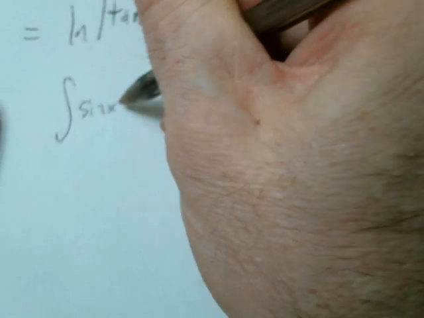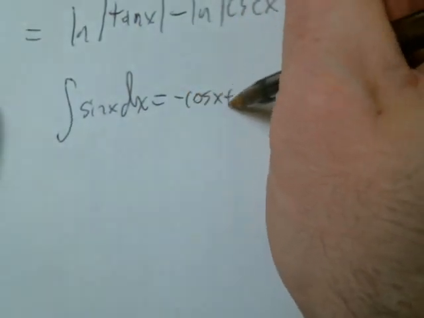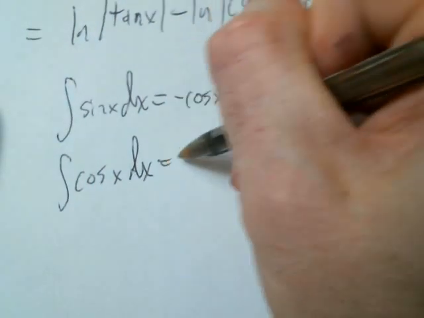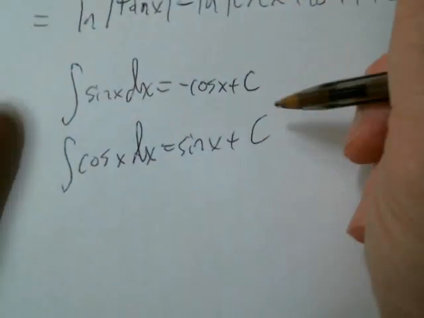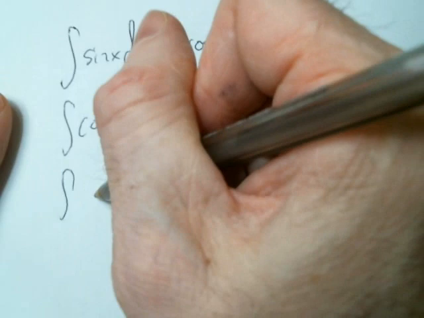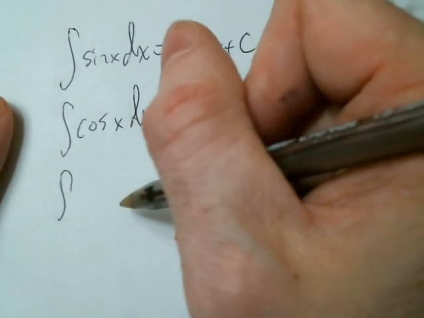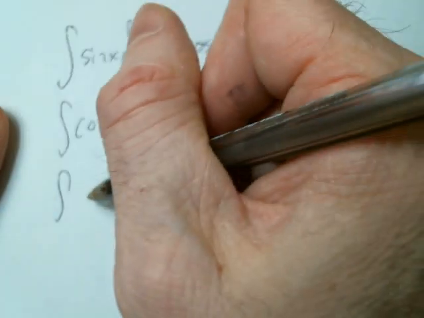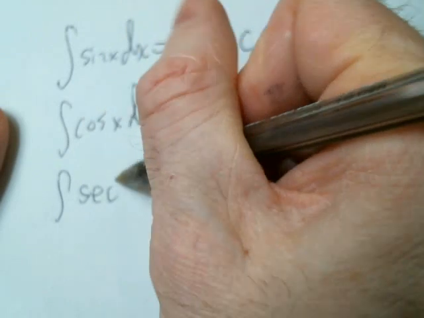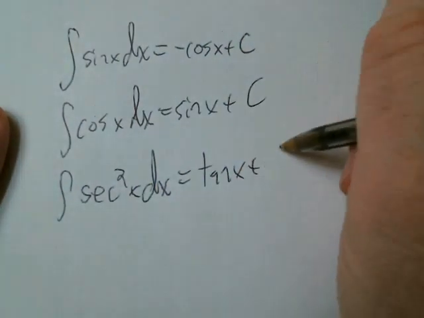So sine x dx, the integral of that is negative cosine x plus c. The integral of cosine x dx is sine x plus c. The integral of, and then you kind of think in terms of antiderivatives, right? So you're not necessarily going to put the integral of tan next. You put the integral of secant squared x dx, and that's tan x plus c.